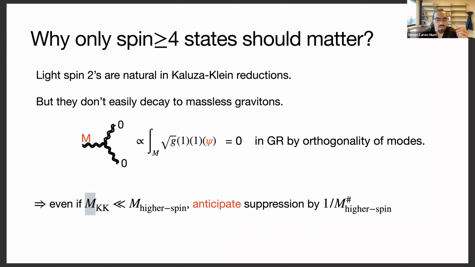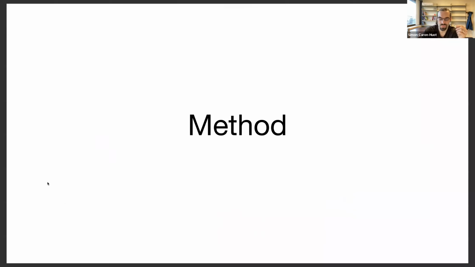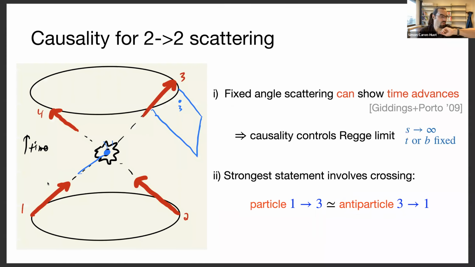So even if the Kaluza-Klein scale is much lighter than the higher spin scale, we still expect that it's the higher spin scale which controls the corrections to GR. This is something we can anticipate, and it's something we're going to see come out of our formulas. So spin 2 particles do not matter. Now, the method that we use: we studied 2-2-2 scattering.